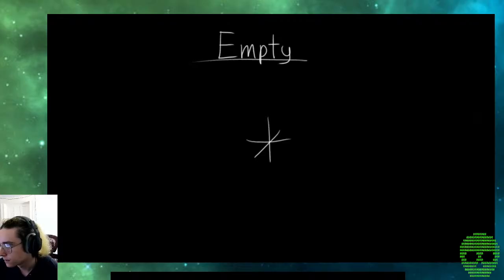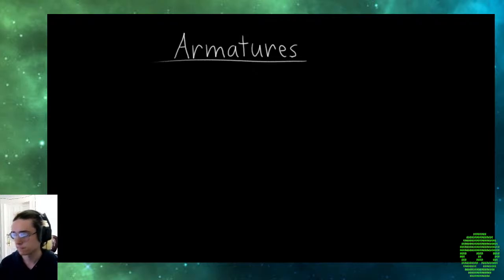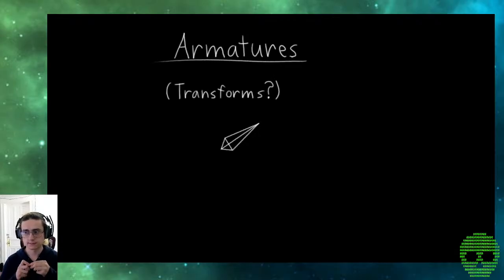Closely related to empties are armatures. Armatures also do not contain meshes or anything else that is renderable, but they do contain bones, which themselves are a lot like empties in many respects. Bones are essentially just transforms in space as well. Did I just say transforms? Yes, I did. In computer graphics, a transform is something like a rotation, location, or scale, or a combination thereof. This will become clearer in Chapter 3.